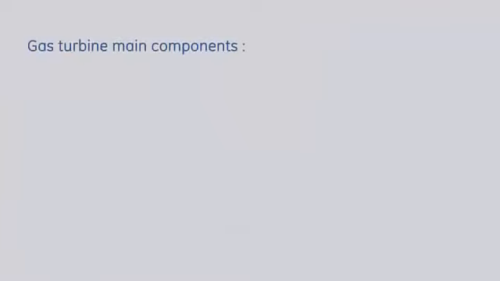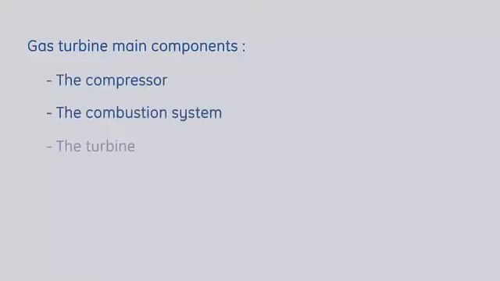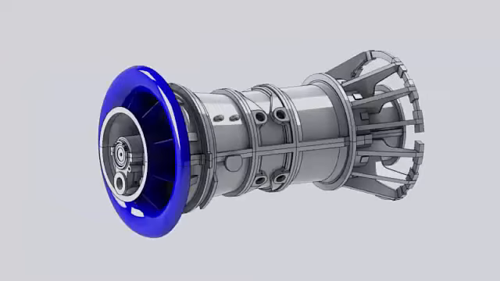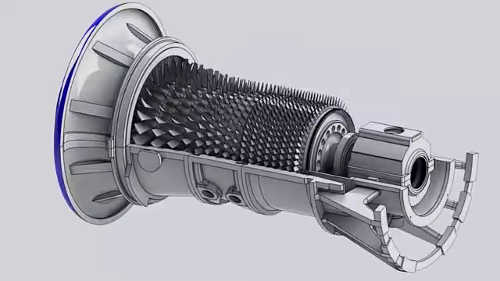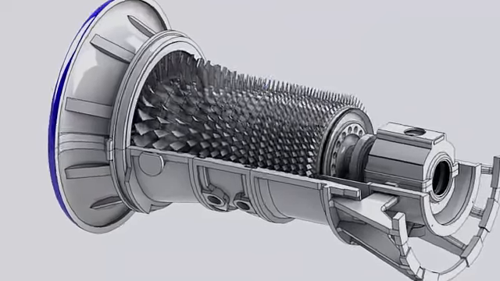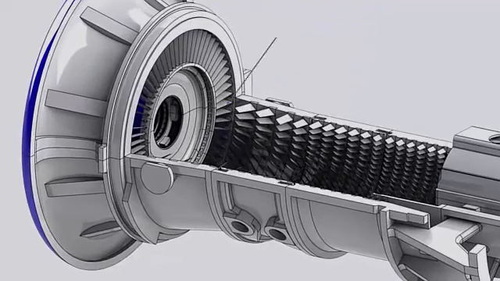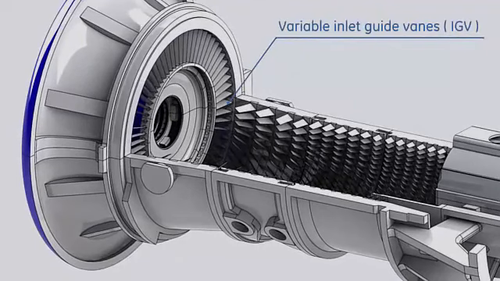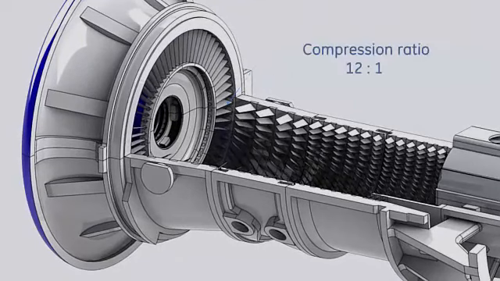This gas turbine consists of the following main components: the compressor, the combustion system, the turbine, the exhaust assembly, the bearings. The compressor is a 17 stages axial flow compressor with variable inlet guide vanes. Air is compressed to a pressure ratio of 12:1.